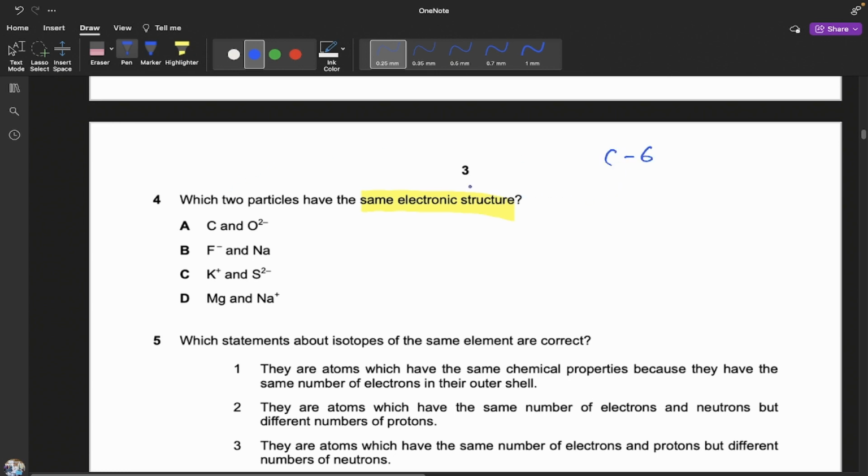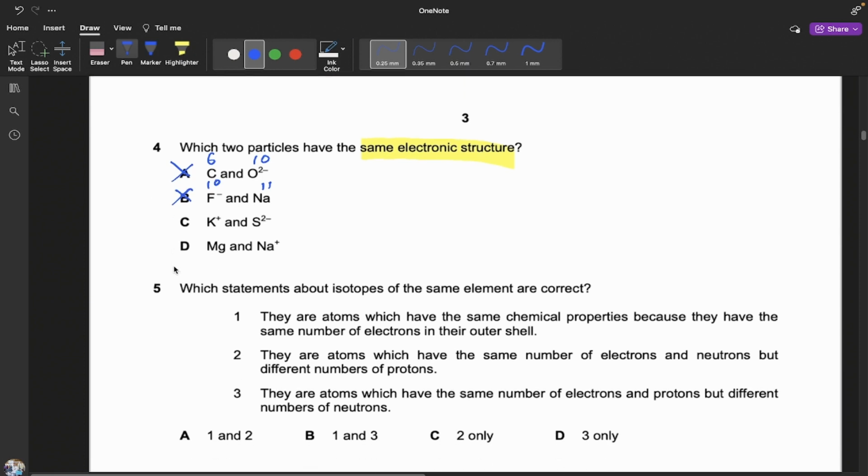Carbon is 6. We'll write on top of each element, it is much easier to track. Then oxygen is already 8, and you're adding another 2. That's why it's minus, so it's 10. So this is the answer. Fluorine is 9. 9 plus 1, it becomes 10. Sodium has 11. So this is the answer.